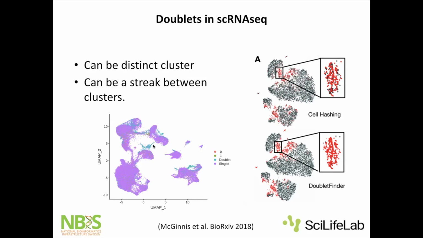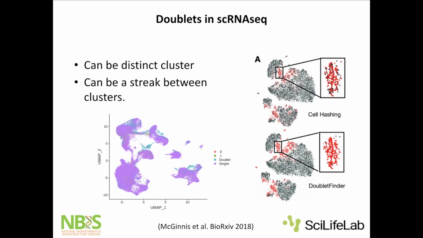I get this many doublets of those two cell types, and is that likely just by random, or is it enriched more than I would expect by random? That's the only way to say if I have more doublets of specific cell types.